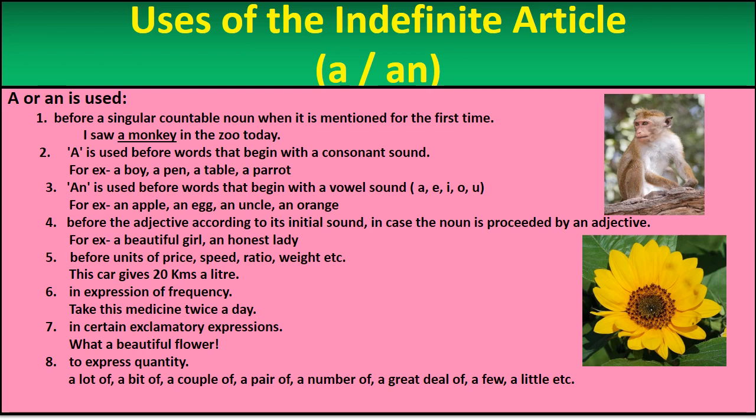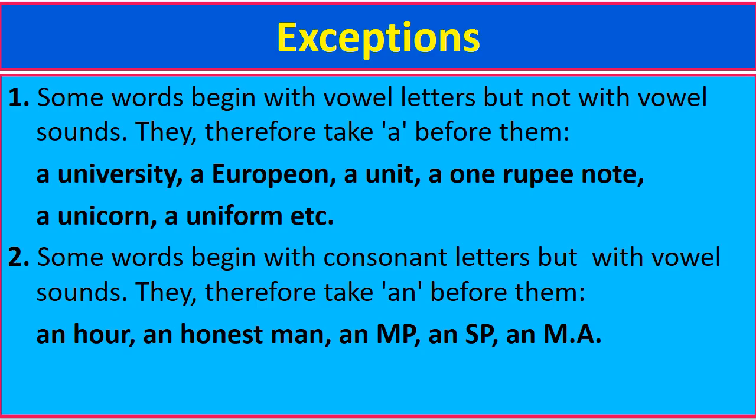So students, this is about the uses of the indefinite article. Now, there are some exceptions in the use of indefinite articles a and an. Number 1, some words begin with vowel letters but not with vowel sounds. They therefore take a before them instead of an.